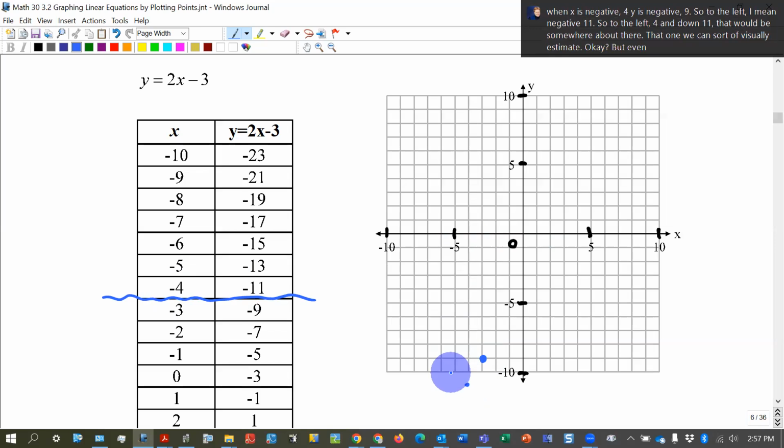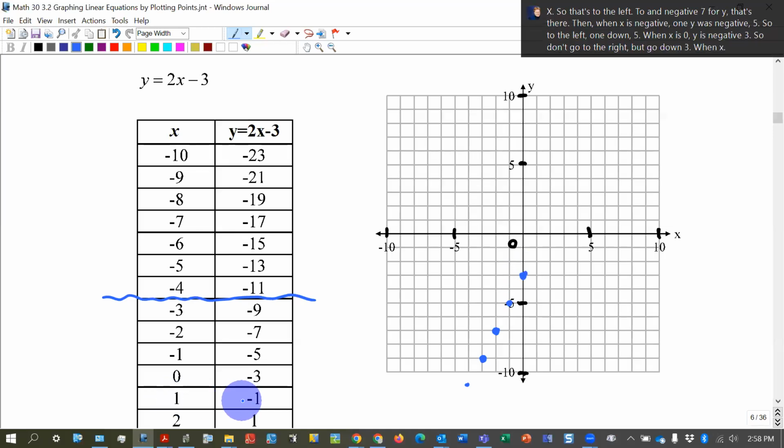But even the next one, -5, -13, that's getting harder to visually estimate where that would be. So now -2 for X, so that's to the left 2, and -7 for Y, that's there. Then when X is -1, Y was -5, so to the left 1, down 5. When X is 0, Y is -3, so don't go to the right, but go down 3.